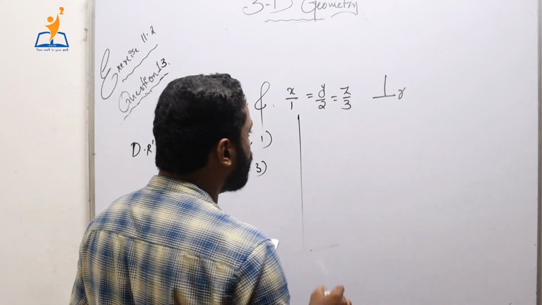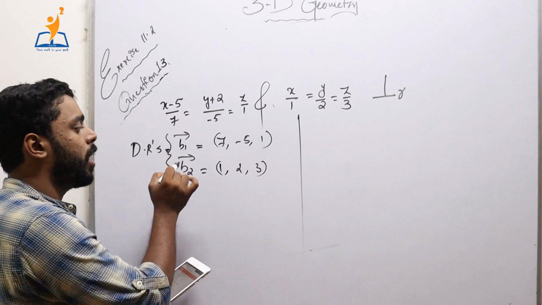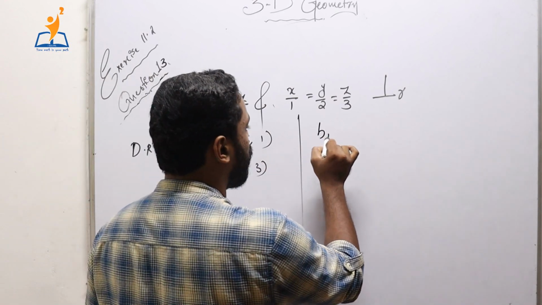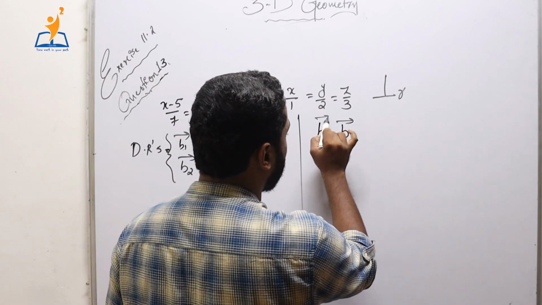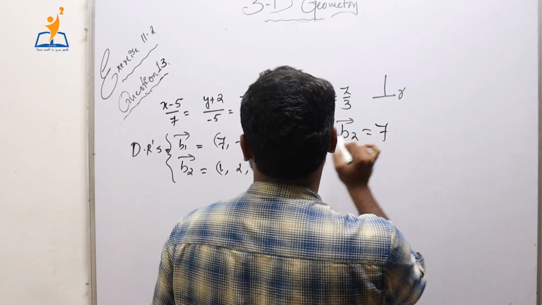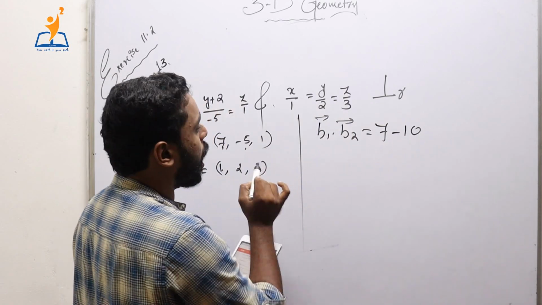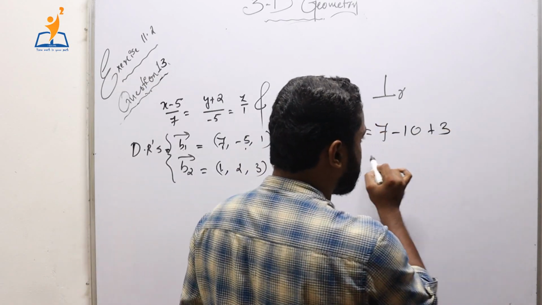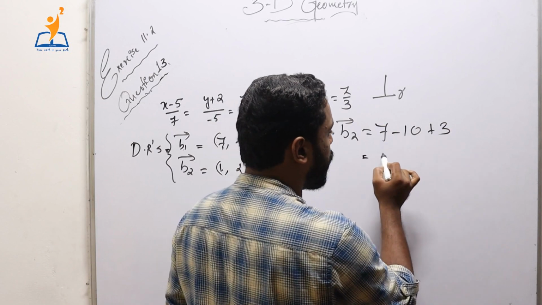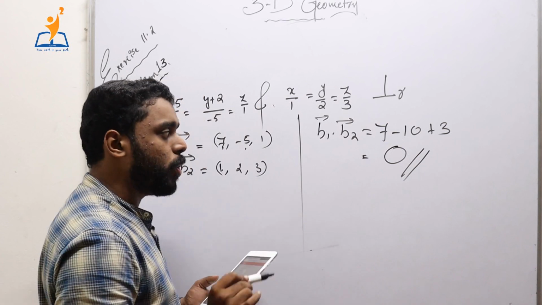So in order to show that these two lines are mutually perpendicular, we can show that b1 dot b2 is equal to 0. Evaluating b1 dot b2, it is equal to 7 into 1 equal to 7, minus 5 into 2 equal to minus 10, plus 1 into 3 equal to 3, isn't it? Now 7 plus 3 equal to 10, minus 10, it is equal to 0. Which means that b1 dot b2 is equal to 0.